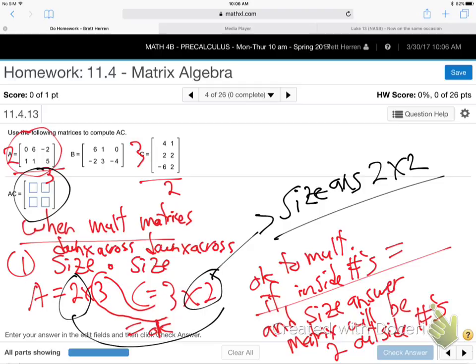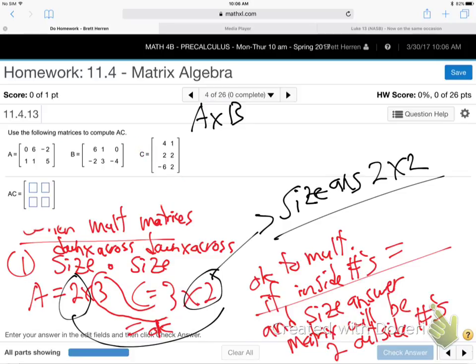So let me ask you a question before we go further. I've just told you we can do it, and the size of the answer will be a 2 by 2, which, of course, you could have told just by the picture. Could we multiply matrix A times B? Is that even possible? What if they'd asked me to do A times B? Could I? What's the size of matrix A? It's a 2 by 3, and B is a 2 by 3.